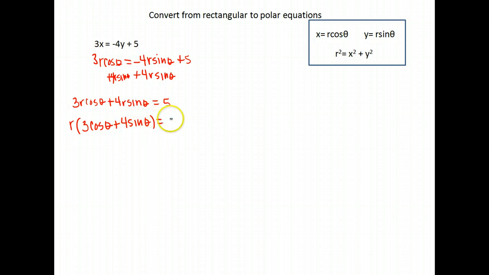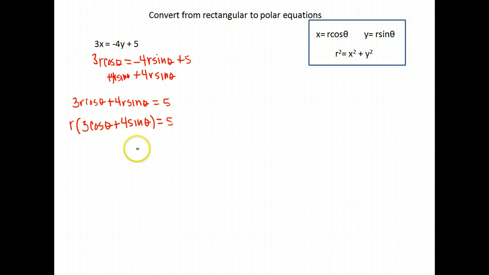Like I said, there's not really a standard. It depends on your text. So this is one way we could leave it. We have converted it because there are no longer x's and y's. Everything is in terms of trigonometric functions and r.